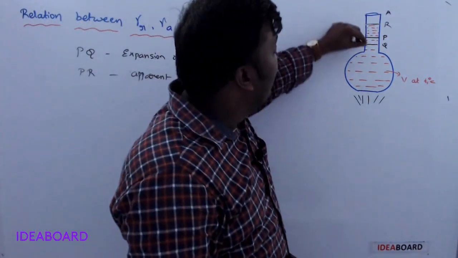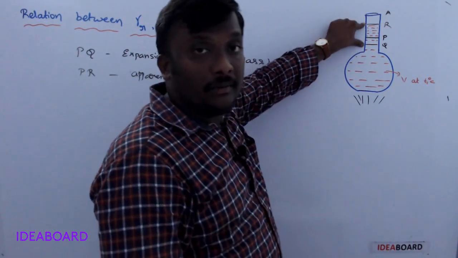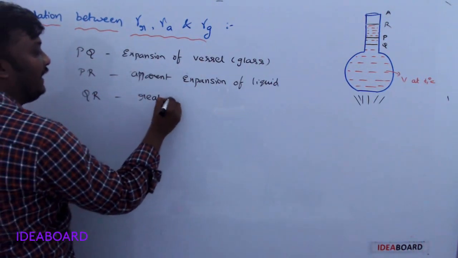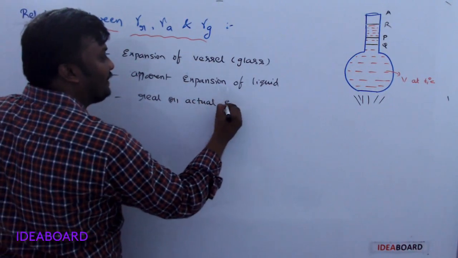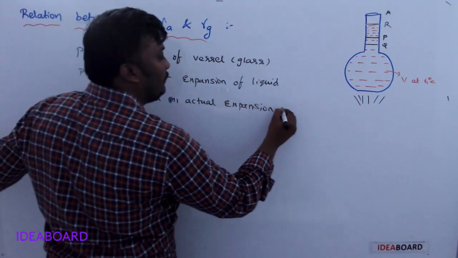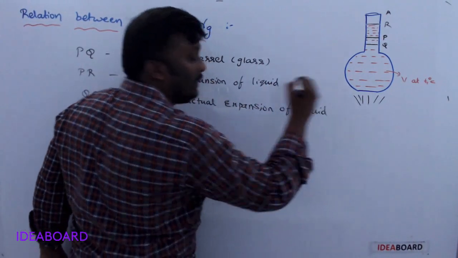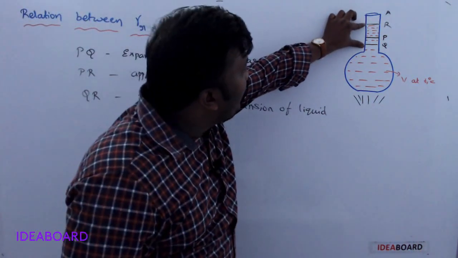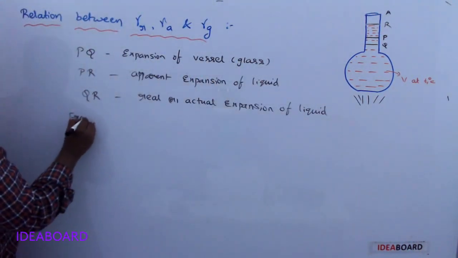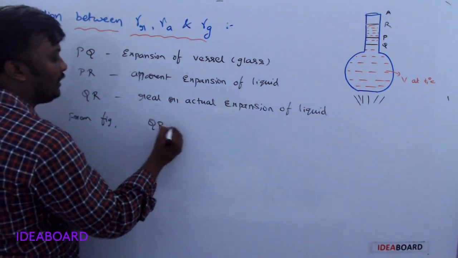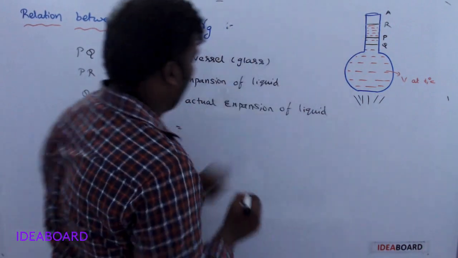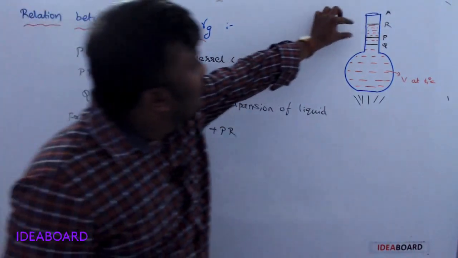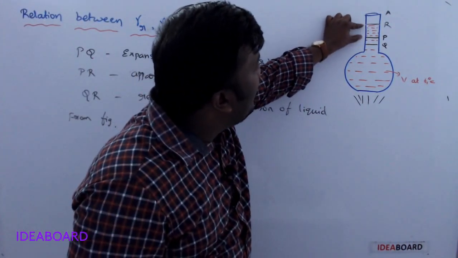Actually, the liquid will expand from Q to R. So QR represents the real or actual expansion of liquid. See from the figure, can you write? QR is equal to PQ plus PR.